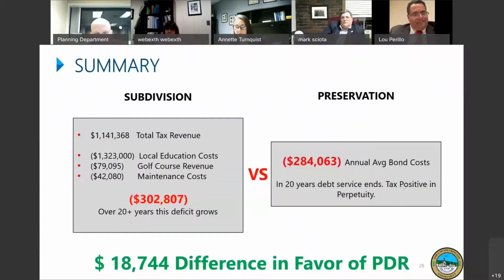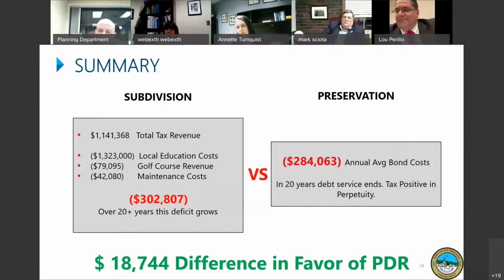All right, so to summarize everything you've heard so far, the 2 options that we have before us right now: the subdivision option with a total tax revenue of $1.141 million, less the local education cost estimates, less the golf course revenue, and less the annualized maintenance costs that Annette just spoke of, would yield an approximately $300,000 deficit for the subdivision development. Obviously, over the 20+ years, this deficit grows.